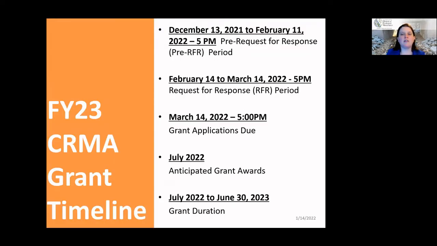This slide provides an overview of the FY23 CRMA grant timeline. During the pre-request for response period, applicants can go online to review and learn about the grant opportunity and ask DER staff both general and project-specific questions about their culvert replacement project. During the pre-RFR, interested applicants can engage DER by submitting project-specific inquiries by email or by participating in the pre-RFR informational conference call. Again, additional information, including registration details, can be found on the main grant website.